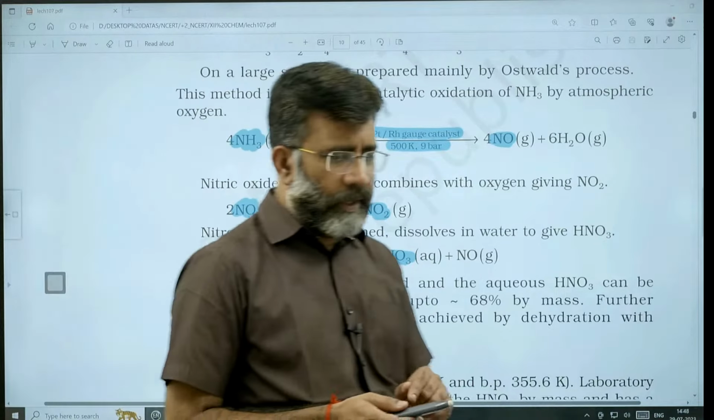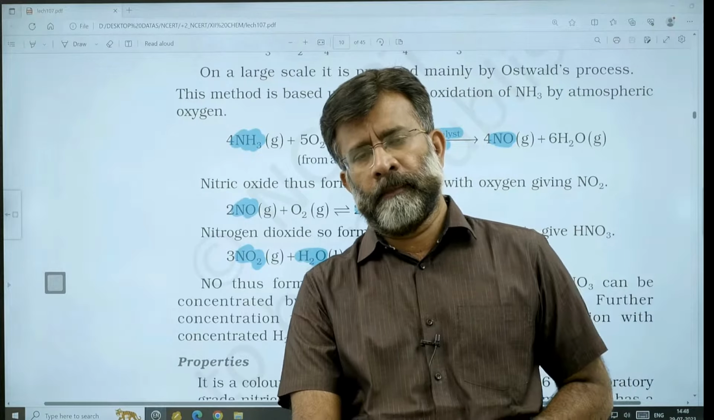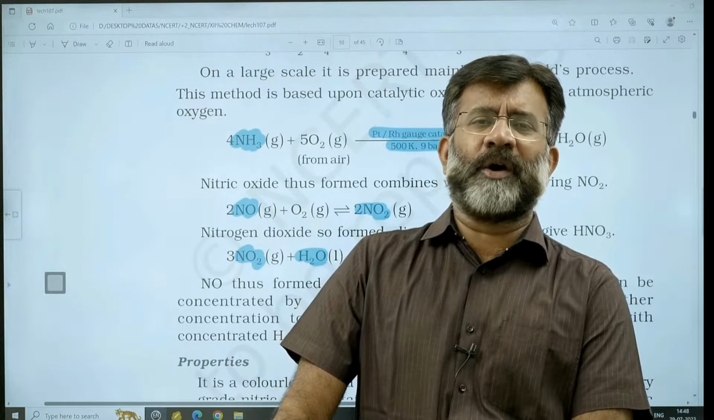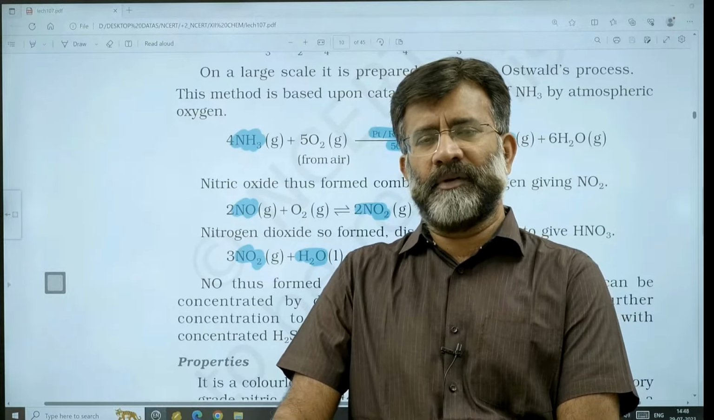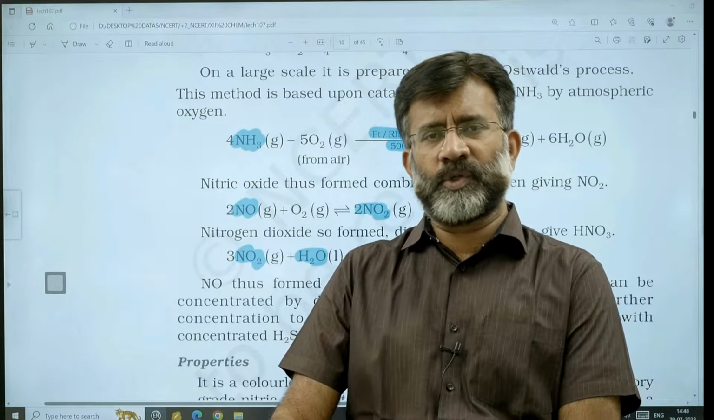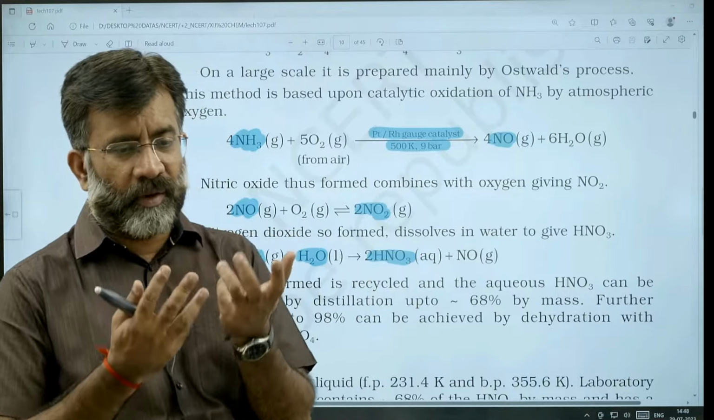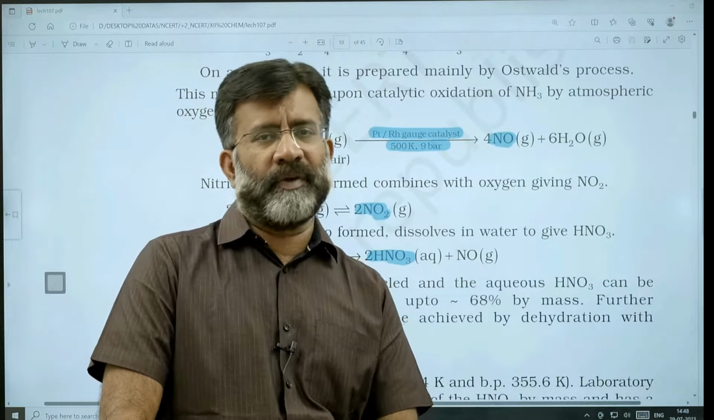So ammonia is catalytically oxidized to NO. NO is very easily converted to NO2. NO2 absorbed in water, you get nitric acid. That is the commercial preparation of nitric acid, the Ostwald process. Probably the major application of ammonia is also the preparation of nitric acid.